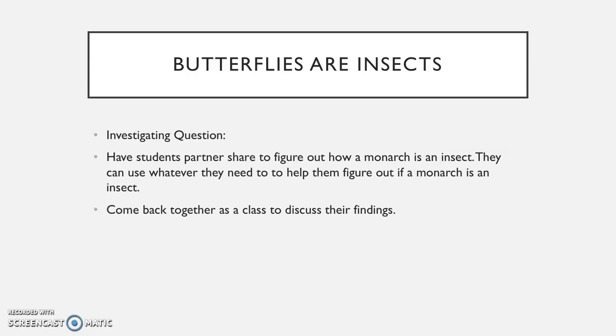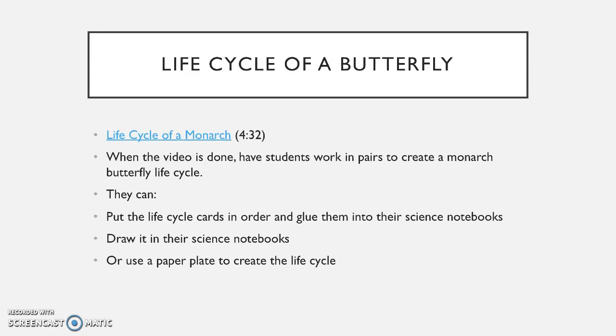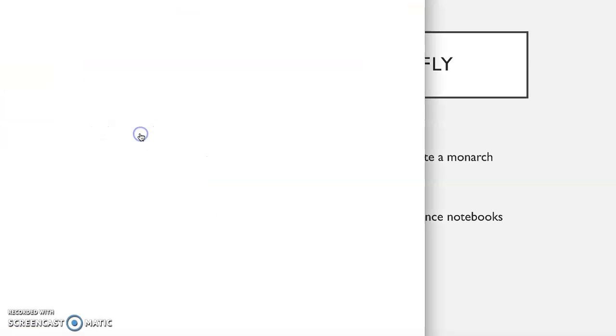I could bring back up the grid of what an insect looks like, and they can use whatever they need to help them figure out if a monarch is an insect, whether that be a book, using the internet, things like that, giving them 4 to 5 minutes maybe to just figure this out. Then I would want to show them this life cycle of a monarch video.